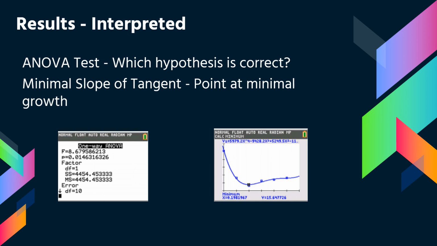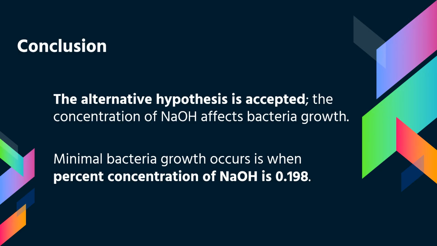Conclusion. The alternative hypothesis is accepted. The concentration of sodium hydroxide affects bacteria growth. Minimal bacteria growth occurs when the percent concentration of sodium hydroxide is 0.198. This will conclude my presentation.